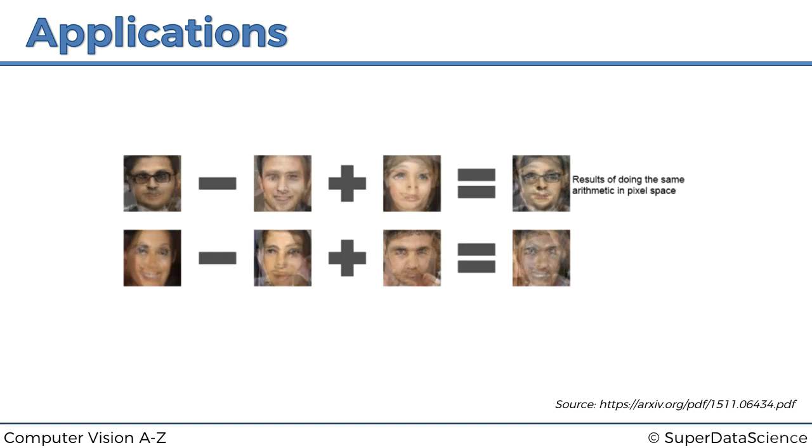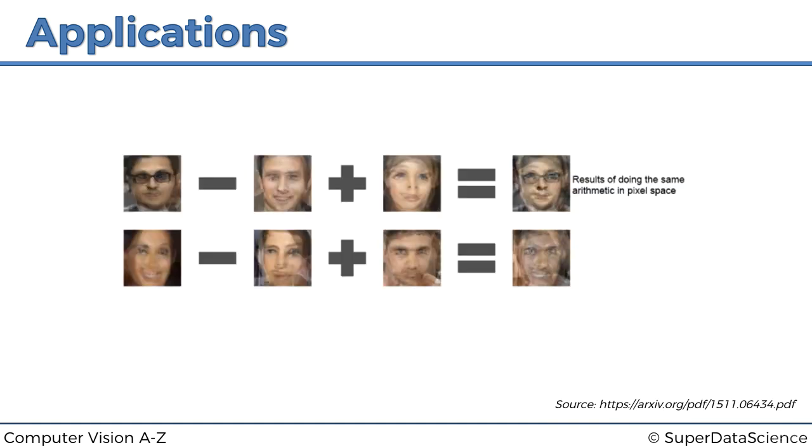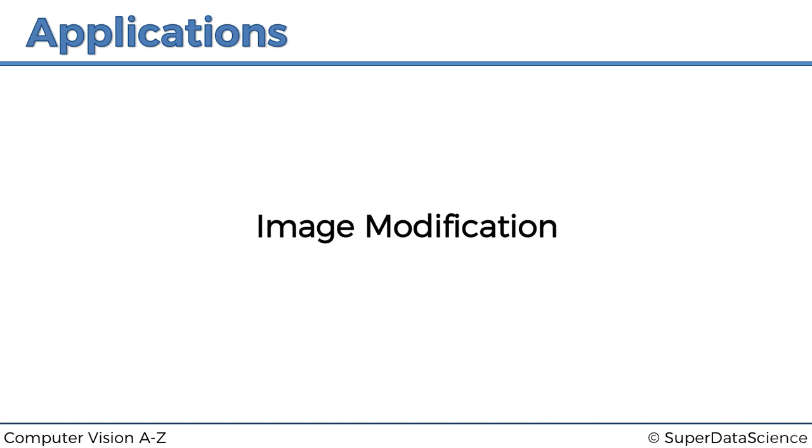And for example, here they're showing that if you try to do the same with just arithmetic operations on pixels, then you will never actually have a result as good, because as you can see, you just get an overlay of different images, and that's nowhere near as good as what we had over here. All right, so that's this application, image modification.